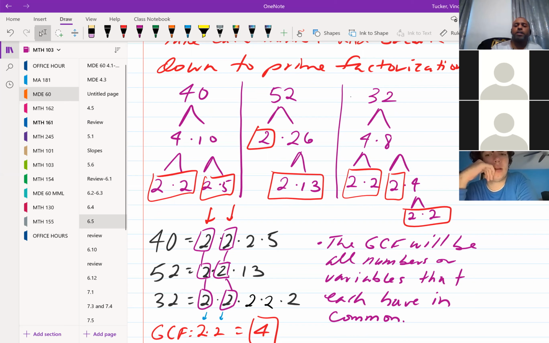All right, so that GCF, you see what I wrote in the purple. GCF will be all the numbers or variables that each have in common. So in this case, the only thing that all 3 have in common would be two 2s. So 2 times 2 would be 4. Our GCF would be 4 in this case.